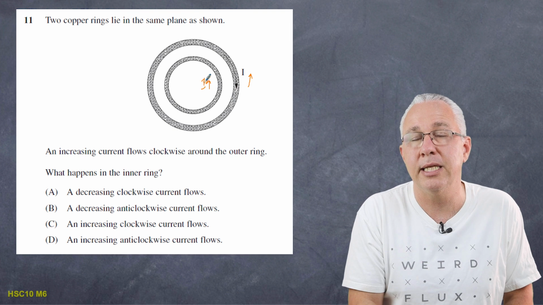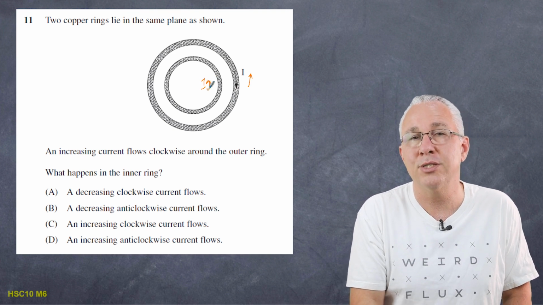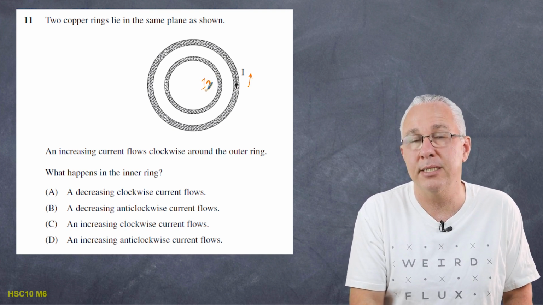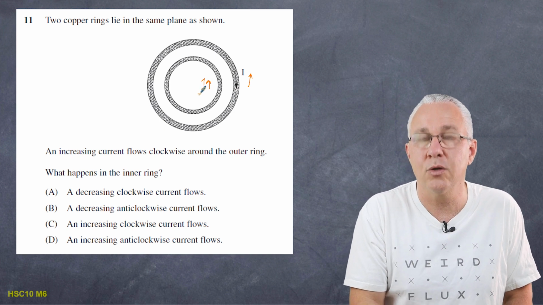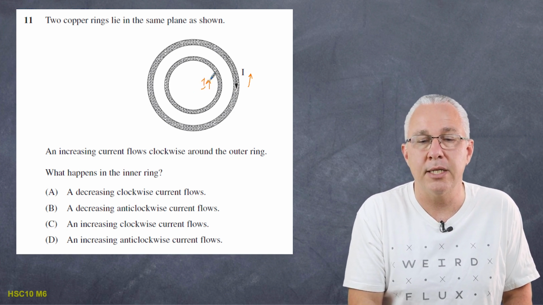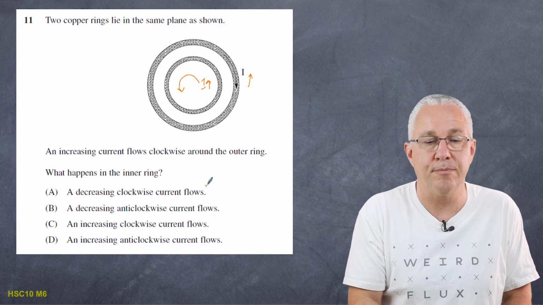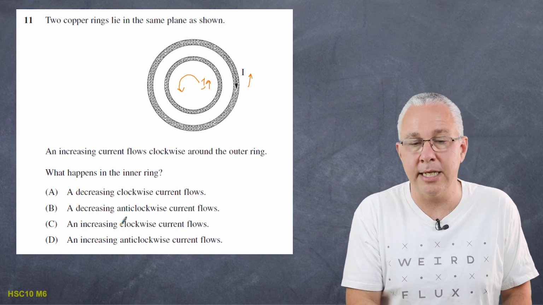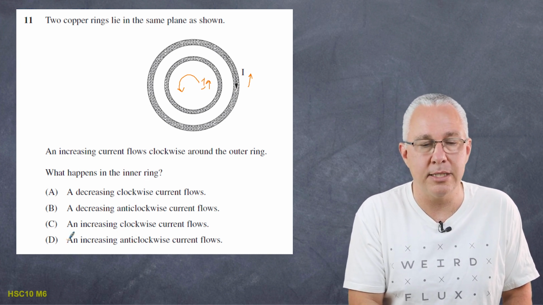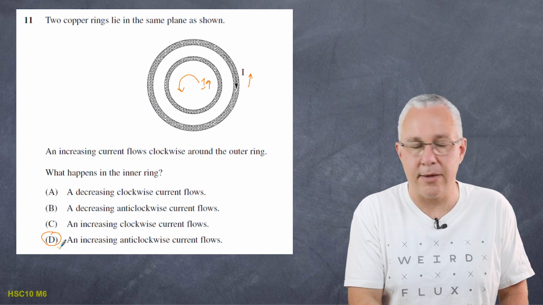The direction will be the opposite direction because it has to be consistent with Lenz's law, which is all about conservation of energy. And so as a result, the current in this case is going to go in the counterclockwise direction. So what happens? It's an increasing current, but it's anti-clockwise. So D is our answer.